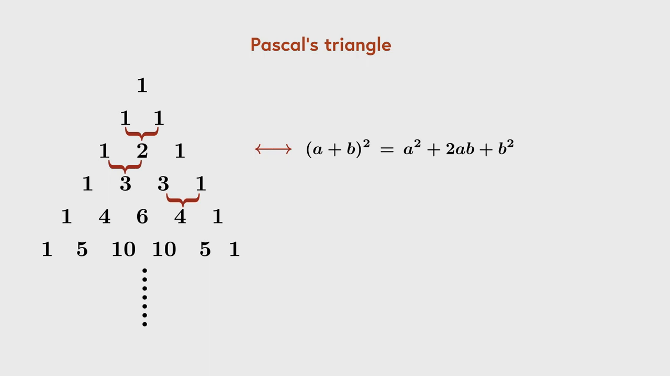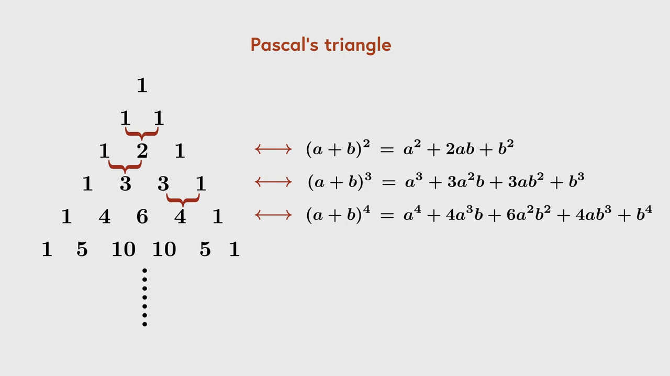For example, if you look at a plus b squared, you see the coefficients 1, 2, 1, and they correspond to the first interesting line in the triangle. A plus b to the power 3, the coefficients 1, 3, 3, 1 correspond to the next line, and so forth. This type of mathematics, by the way, is the mathematics of counting, a subject called combinatorics. It's a very beautiful subject, and it's a great way to meet new integers.